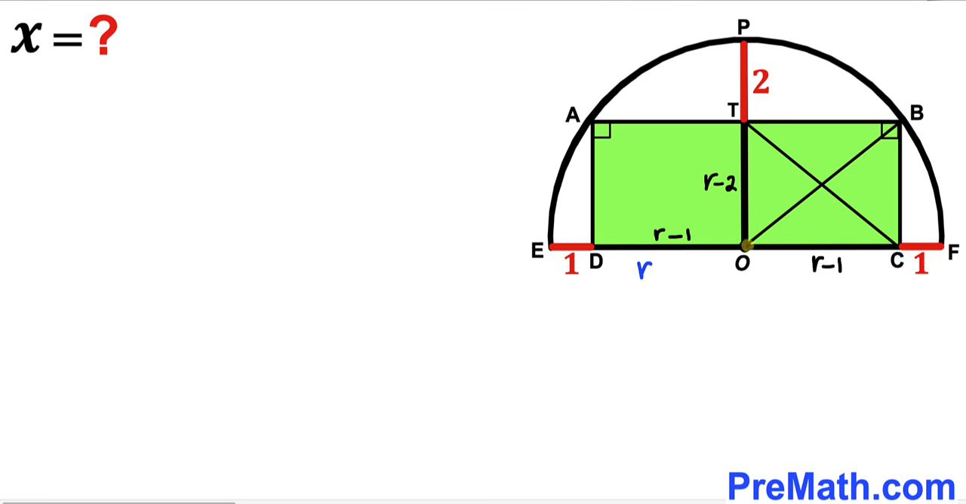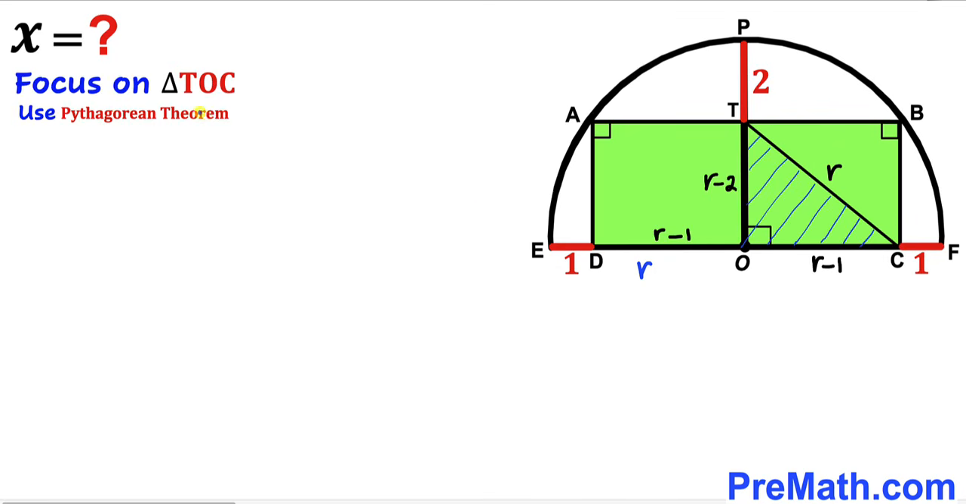Furthermore, we can see that this OB is the radius of this semicircle. So therefore this OB length is going to be lowercase r radius. So therefore this diagonal CT length is going to be lowercase r radius as well. Now let's focus on this right triangle TOC. We are going to apply the Pythagorean theorem on this triangle to find out the value of radius r.